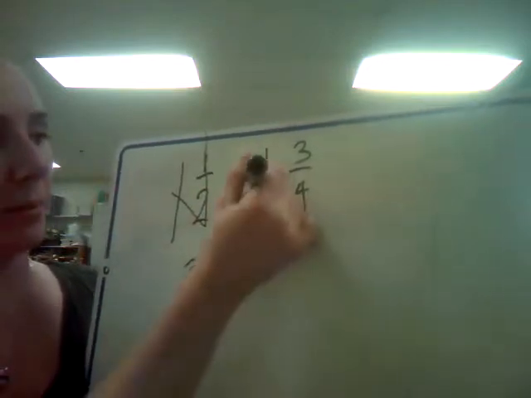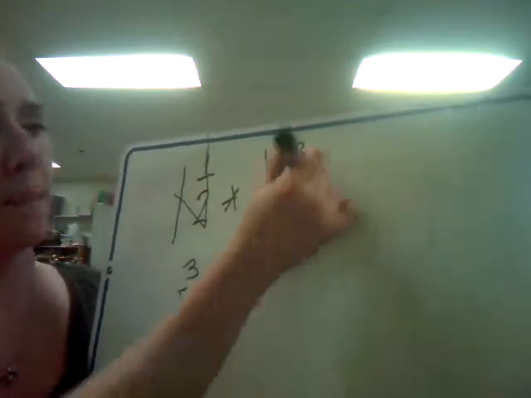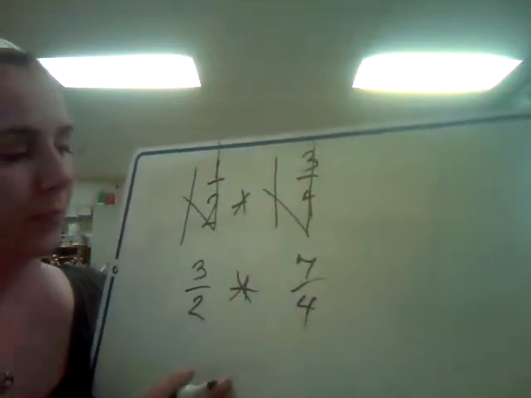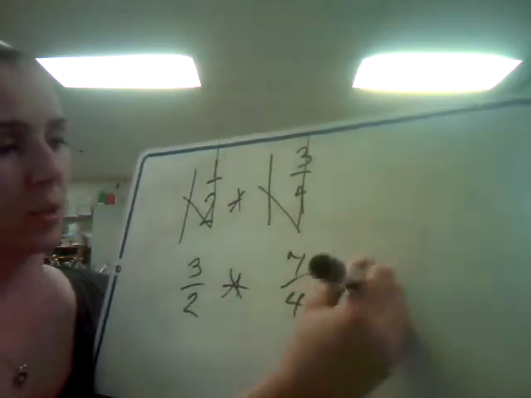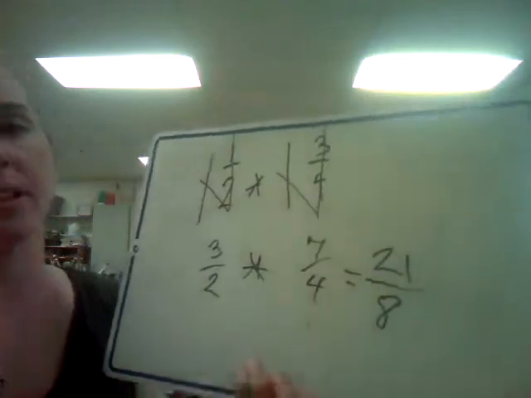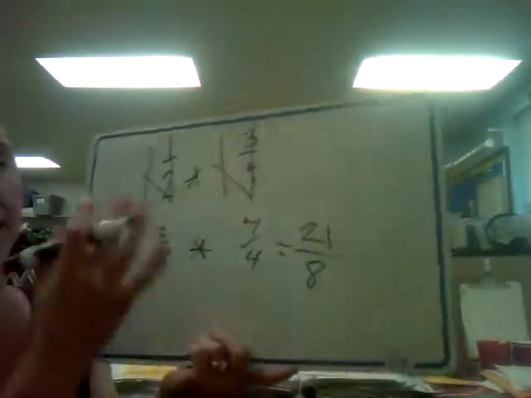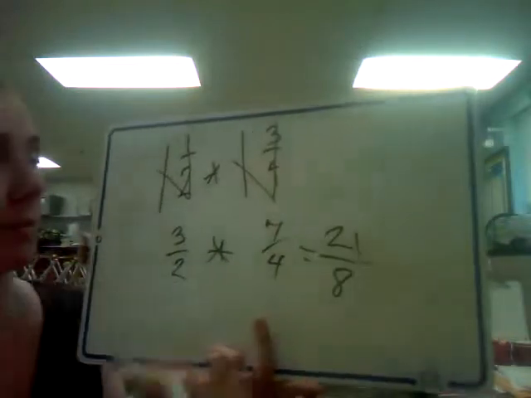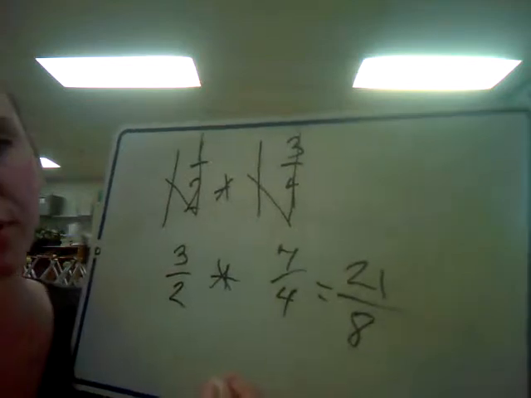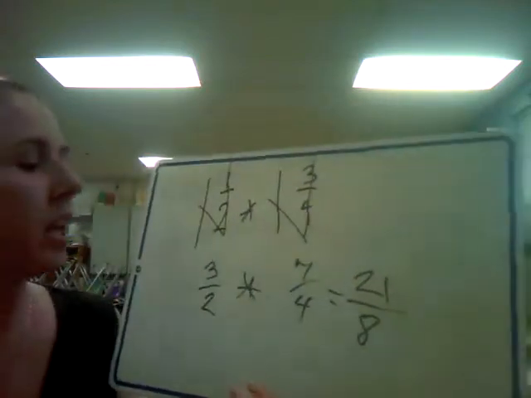1 times 4, so check mark this one. 1 times 4 is 4, plus 3 is 7, and my original denominator was fourths. So then 3 times 7 is 21, and 2 times 4 is 8, but the kids are like, oh, they're not going to allow us to keep it like this. I don't mind, but a lot of teachers as they get older use this word, improper fraction, and they want a mixed number from that.